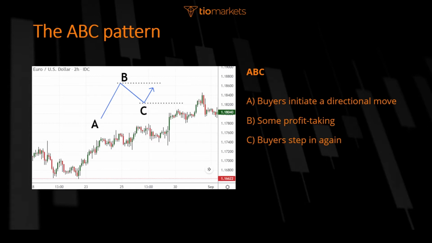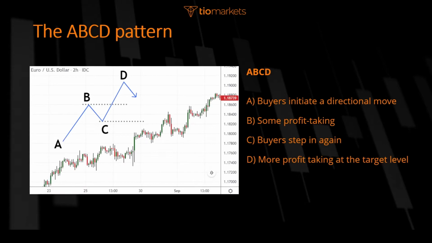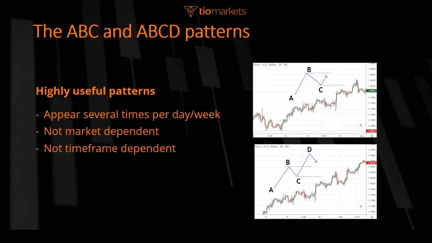So this is the ABC pattern and then the ABCD pattern. This is why we have the initial move higher, we have the retracement, then we have the break above the level B, and then there comes a point D where the market starts to retrace lower. So this is basically the definition side. They are very useful patterns.